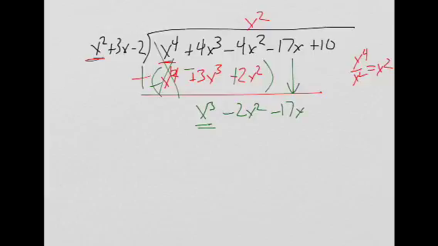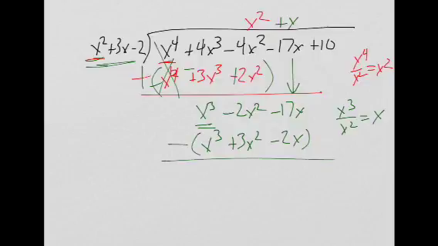Again, I'm looking at first term. x to the third over x squared is going to be x, so I'll add an x here. I'll take this times x to the third plus 3x squared minus 2x, and I subtract. Again, I'm going to add the opposite, and those will cancel out. We get negative 2 minus 3 is a negative 5x squared minus 15x, and then I'll bring down my 10.